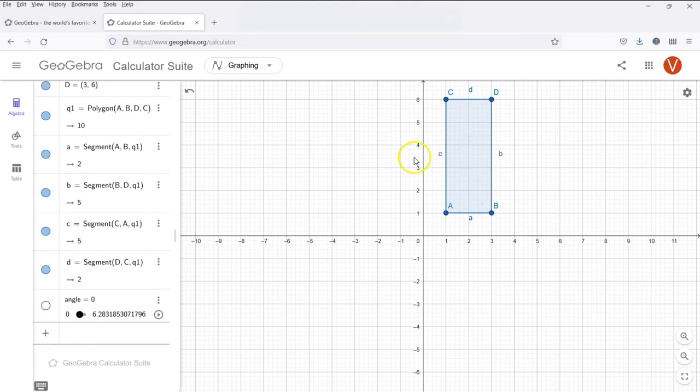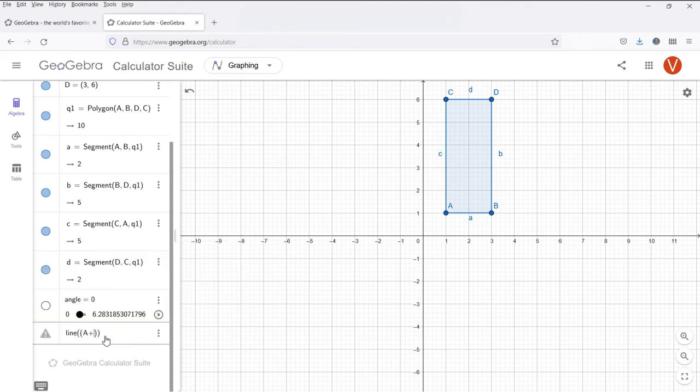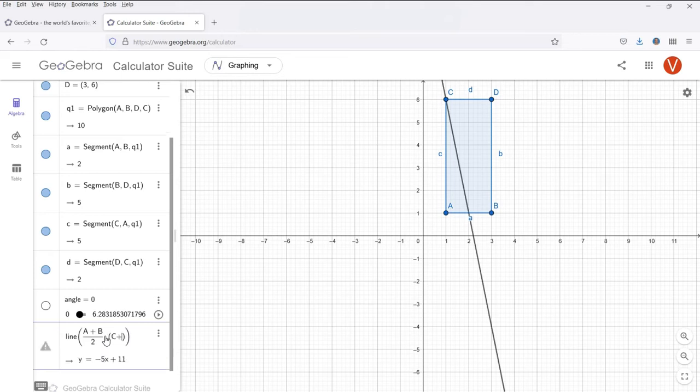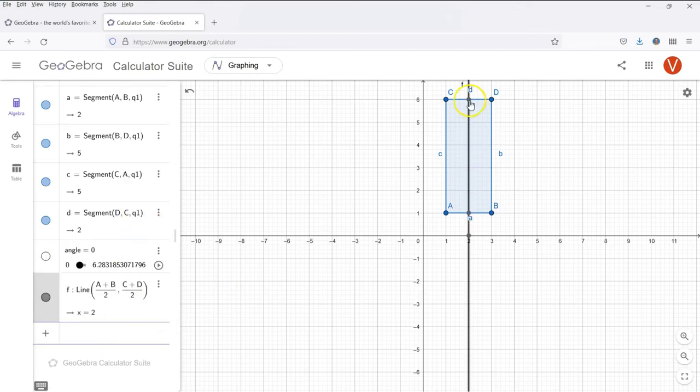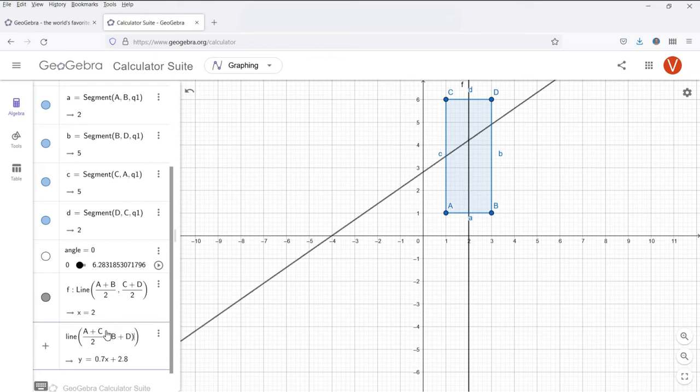We require its lines of symmetry. So lines of symmetry would be line (A plus B) by 2, comma, (C plus D) by 2. So that's the line of symmetry around which it can rotate. Another line of symmetry is (A plus C) by 2, comma, (B plus D) by 2.